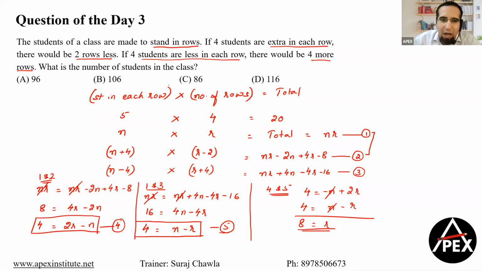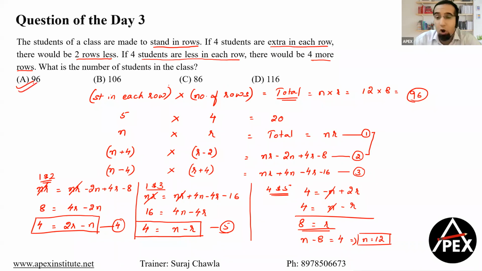Now we replace r in any one of the equations. Let's replace r in equation 5. So n minus 8 is equal to 4, which means we get the value of n is equal to 12. So we finally got the value of n, and we also got the value of r. Right? Now, what is the question talking about? The question is talking about the total number of students in the class. And I know that the total number of students in the class is nothing but n into r. So therefore, our calculation here becomes n is 12, r is 8. So 12 into 8, 96 becomes the total number of students in the class. And therefore, we have option A as our required answer.